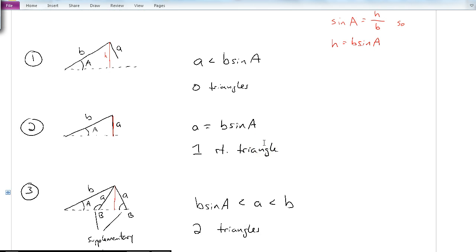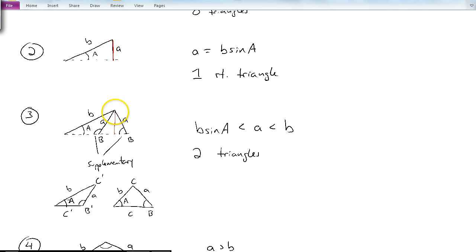Case 2 is the situation where A is exactly the same length as H. Okay, so A is equal to B sine A. In that situation, you've got one right triangle that could exist. Okay, so A is just long enough to reach the dotted line, and you can see the triangle I'm forming is B, A, and then whatever this length is, which I can find out in this case using just some right triangle trigonometry.